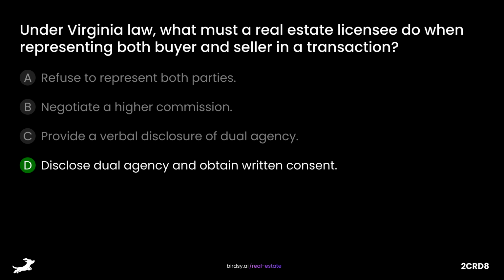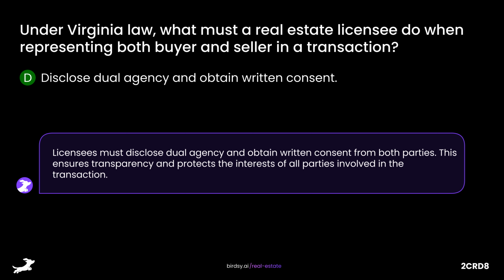The answer is D, disclose dual agency and obtain written consent. Licensees must disclose dual agency and obtain written consent from both parties. This ensures transparency and protects the interests of all parties involved in the transaction.